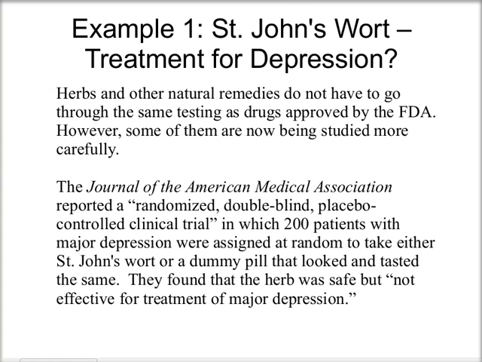Let's look at an example. So St. John's wort is a common herbal remedy for depression. Herbs and other natural remedies do not have to go through the same testing as drugs approved by the FDA. However, some of them are now being studied more carefully. The Journal of the American Medical Association reported a randomized, double-blind, placebo-controlled clinical trial in which 200 patients with major depression were assigned at random to take either St. John's wort or a dummy pill that looked and tasted the same. And they found that the herb was safe but not effective for treatment of major depression.